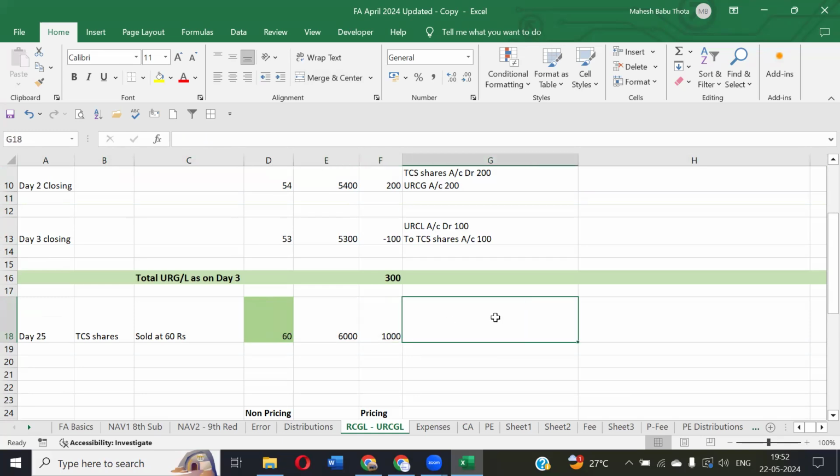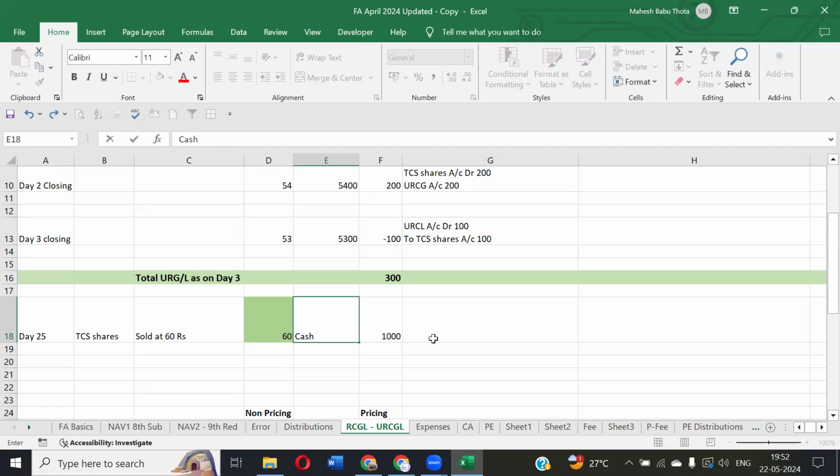Now tell me the general entry for this realized capital gain. Are we going to receive 5,000 rupees cash or 6,000 rupees cash because of the selling of 6,000? 6,000 rupees cash. So cash account debit 6,000. Then TCS shares 5,000 and realized capital gain 1,000.